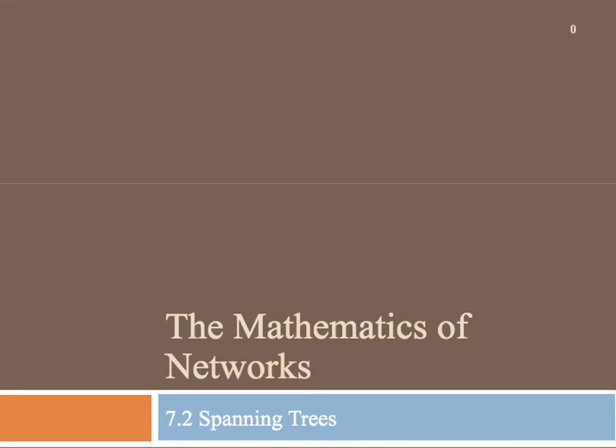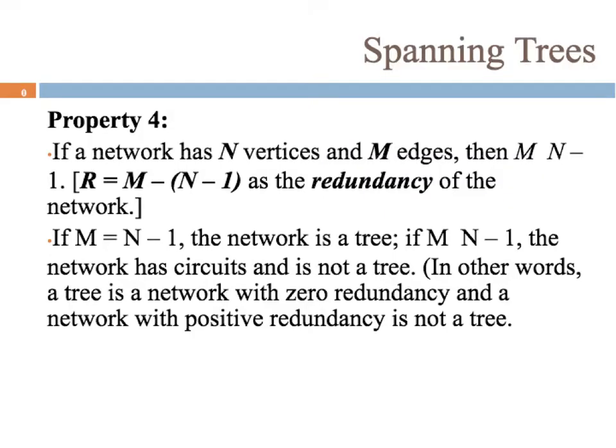This section is on spanning trees. There's a fourth property that's going to start us off in this section. If a network has n vertices and m edges, then, sorry, this didn't upload right, I guess. That should say m is greater than or equal to n minus 1. I'm going to write that up here. So m is greater than or equal to n minus 1.